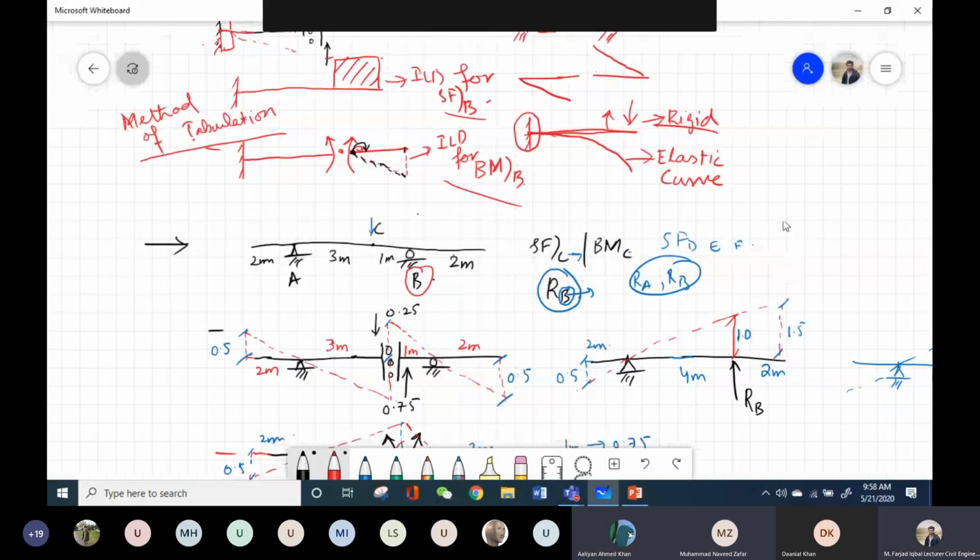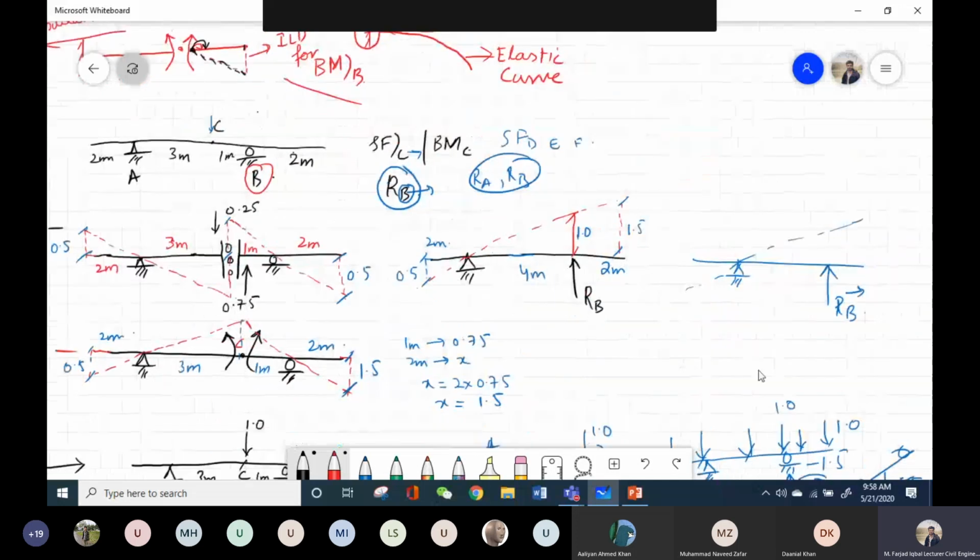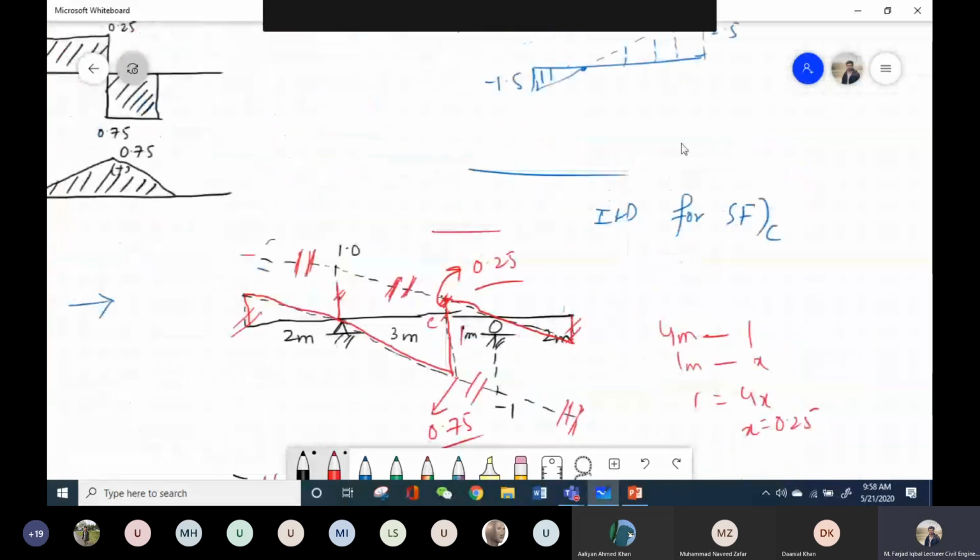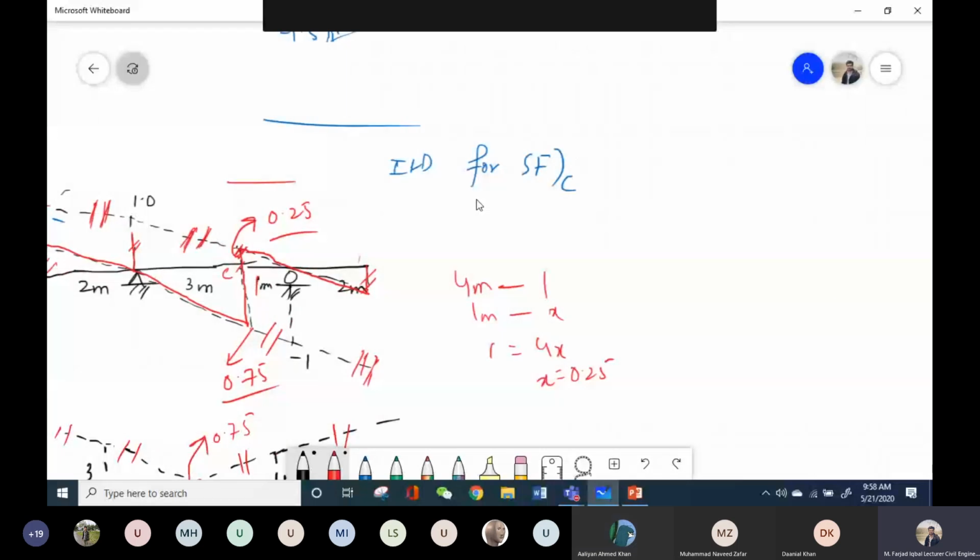Actually, for ILD for reaction, I think you were the one who answered that question. I didn't show you this in this one. For ILD for reaction, the quick method is what I told you in the last lecture: at the support for which we are plotting the reaction, the value is always 1, right? Yes, sir. And on the other support, the value is always 0. So for reaction, you already have a quick method. You know the value is 1 for this one, and you can get the components for other ordinates. So this is the quick method for reaction.